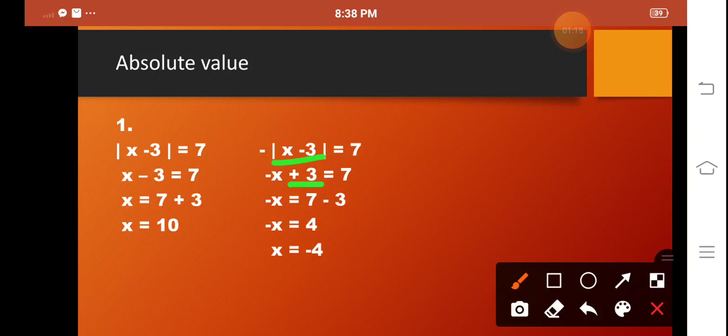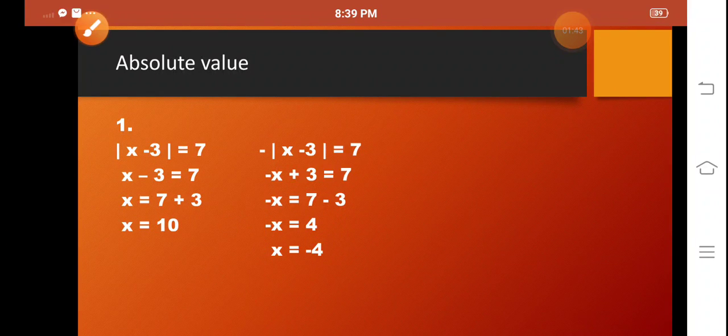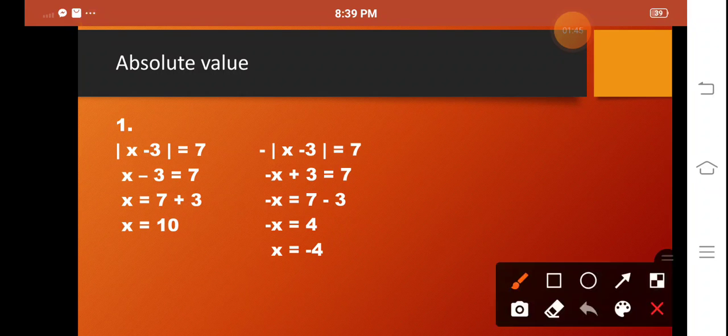So we have to add both sides, the left side and the right side, with negative 3. The result is negative x is equal to 4 by combining like terms. By multiplicative inverse, we multiply this by negative. The result is x is equal to negative 4. So the possible values of x are 10 and negative 4.